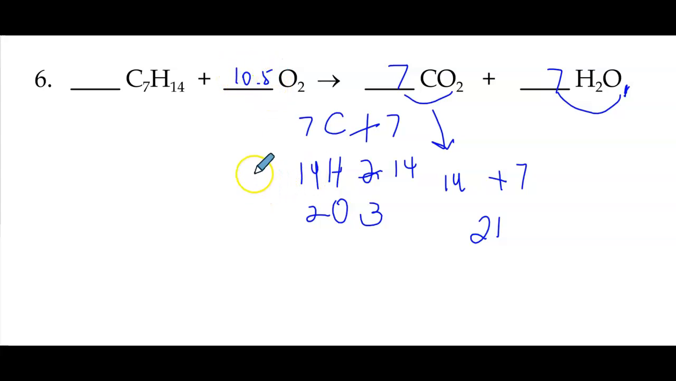10.5 would get me to 21, but I can't leave the 10.5. I've got to multiply everything through by 2. Remember, there's a 1 here. So this goes to 2. This goes to 21. This goes to 14. And this goes to 14.